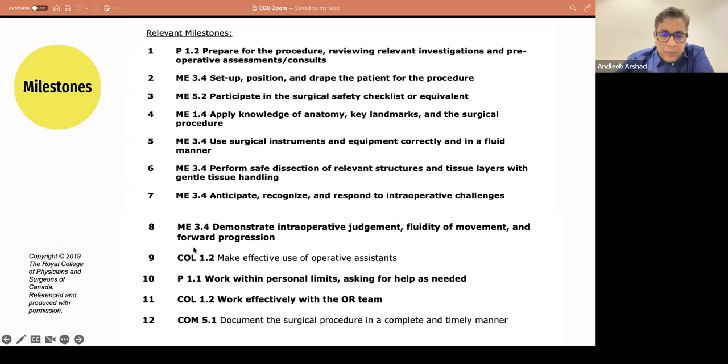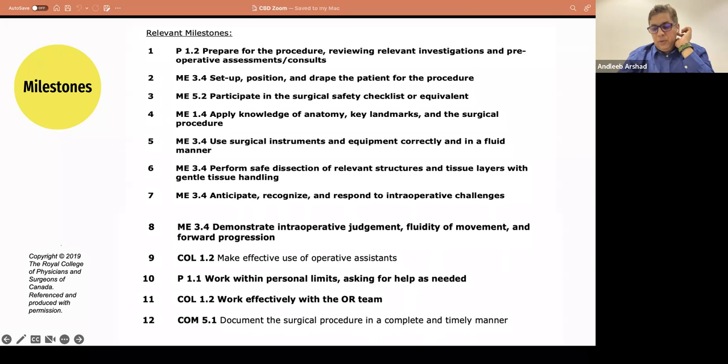Now here, for example, look at the 9th EPA. It is COL. So that is the collaborator domain, right? So collaborator domain competency 1.2 is a part of this EPA as a milestone, right? P is again professionalism. Then, of course, in order for someone to do this thing independently, you need their communication skills also. So number 12 is communication, right? It is 5.1, document the surgical procedure in a complete and timely manner, right?